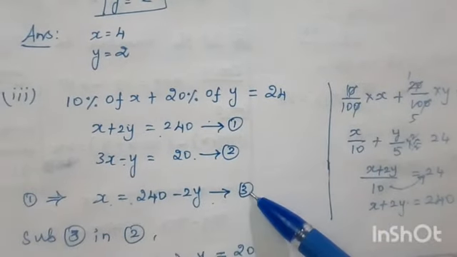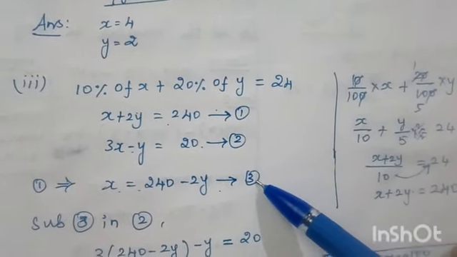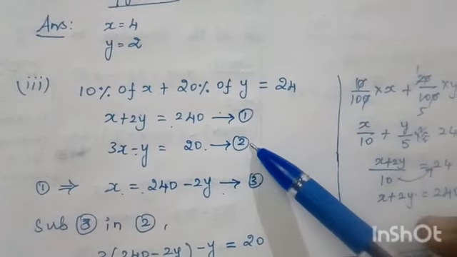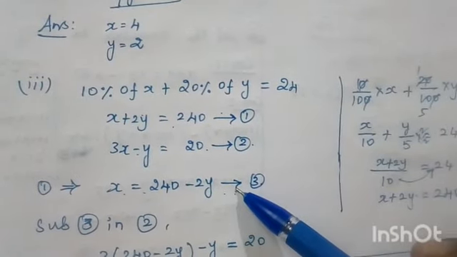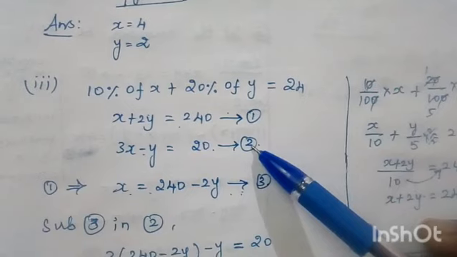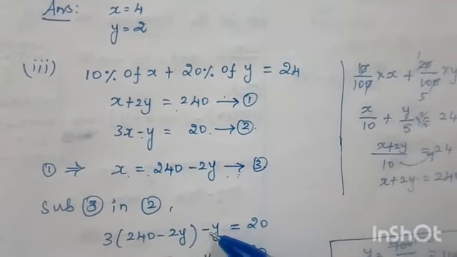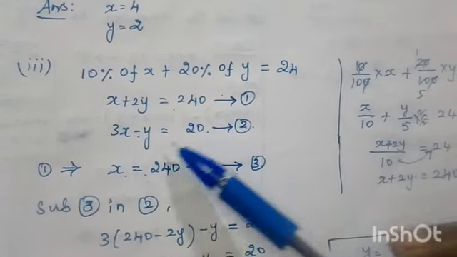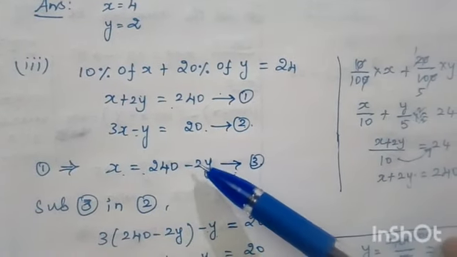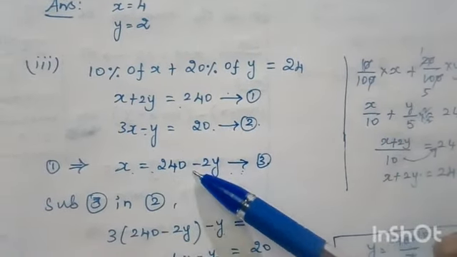It is equation number 3. Now we have to substitute equation number 3 in equation 2, because it is derived from equation 1. So that is 3 into (240 minus 2y) minus y equal to 20. Instead of x we have to substitute this value.